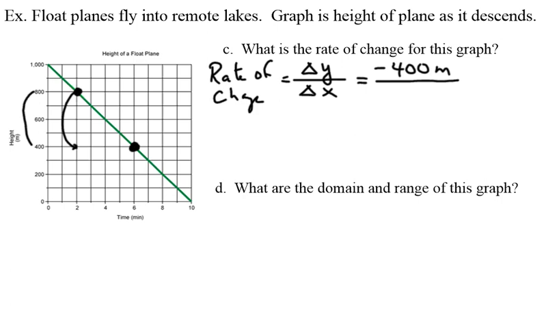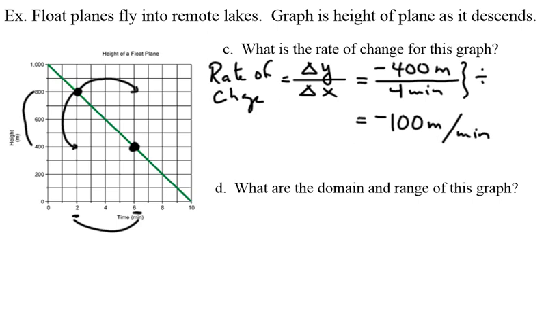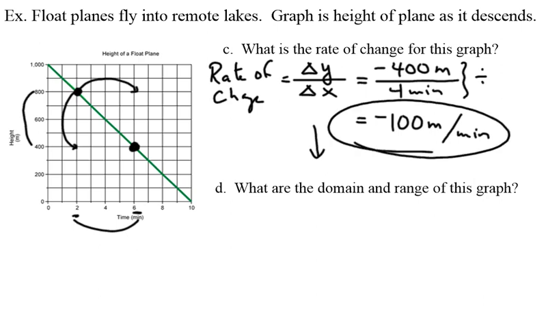And what's the change in the x? Change in x is going from here to here. It's going from 2 to 6 minutes. Well, 2 to 6 is 4 minutes. So let's now put this, after we divide, negative 400 divided by 4 is telling us negative 100 meters per minute. Why is it negative? Because the plane is going down. The plane is going negative 100 meters every minute. So every minute it drops down 100 meters. Rate of change. What are the domain and range for this graph?